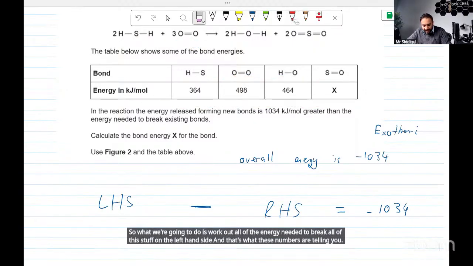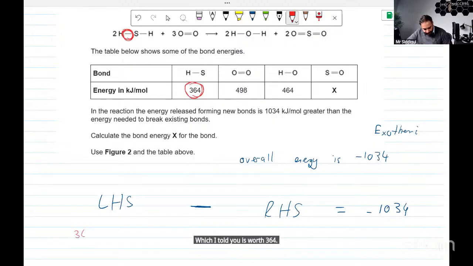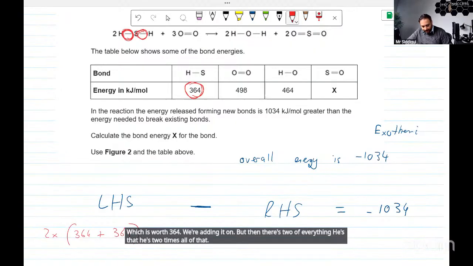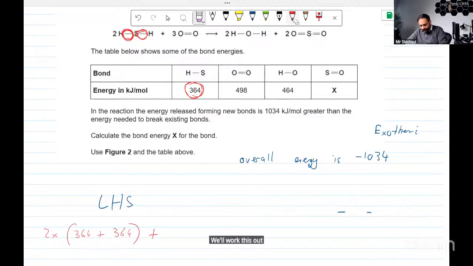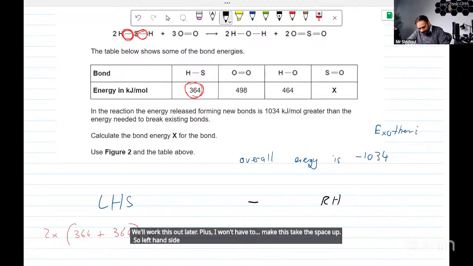So on the left-hand side, we've got this HS. You see that HS there? Which they've told you is worth 364, plus another HS, which is worth 364. We're adding it on. But then there's two of everything, so it's two times all of that. We'll work this out later. Plus... left-hand side minus right-hand side equals minus 1034.